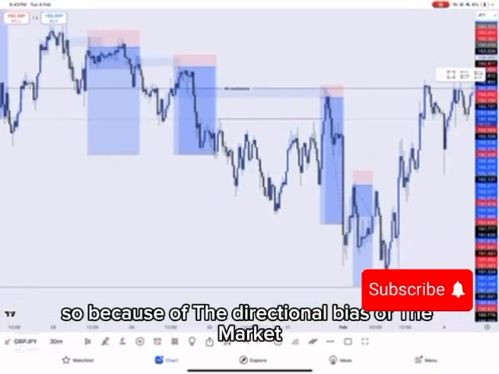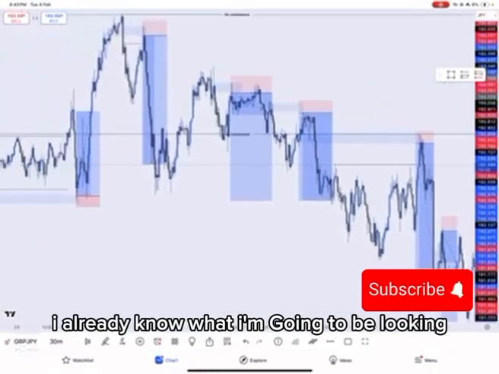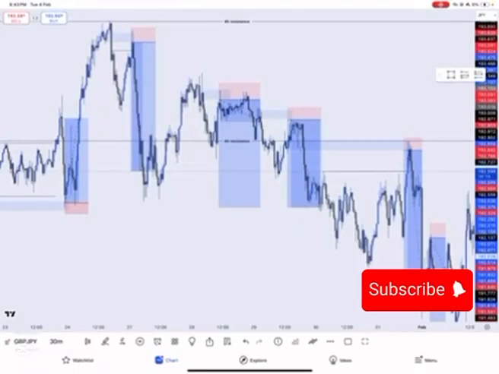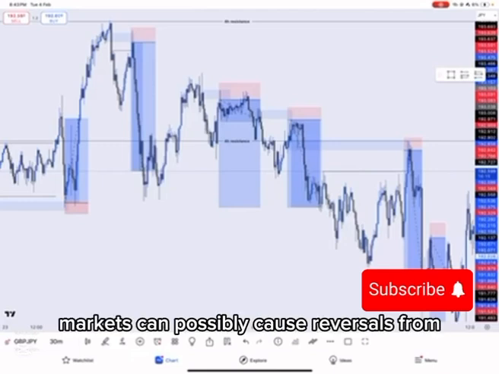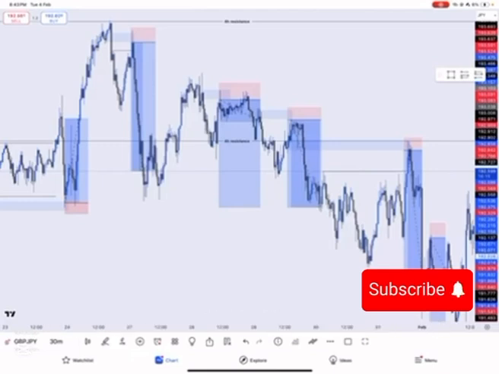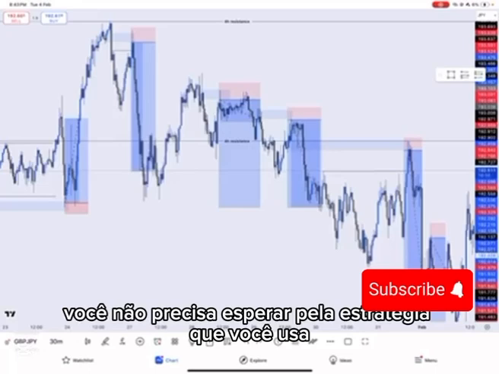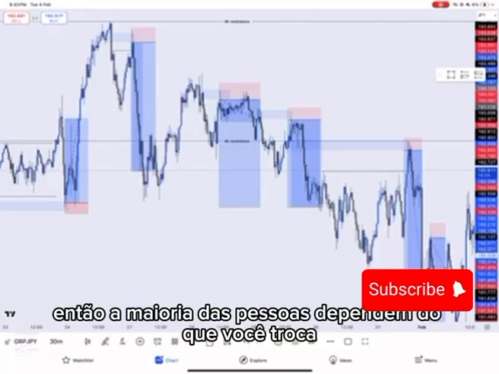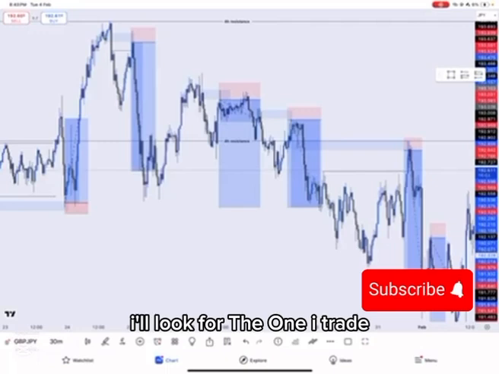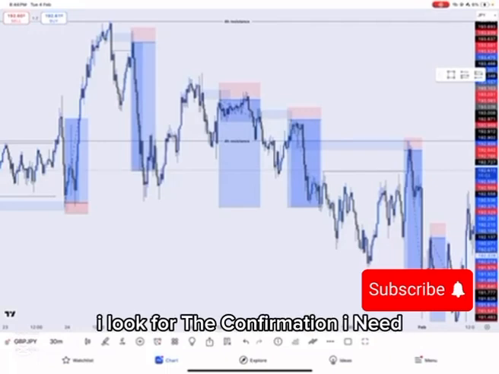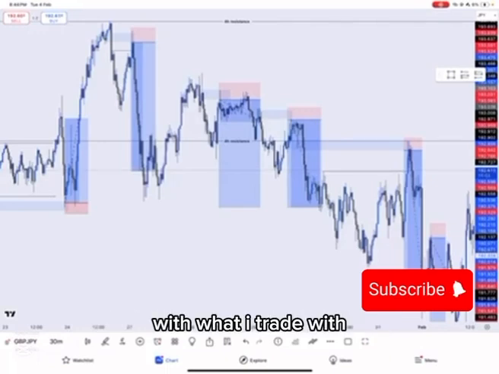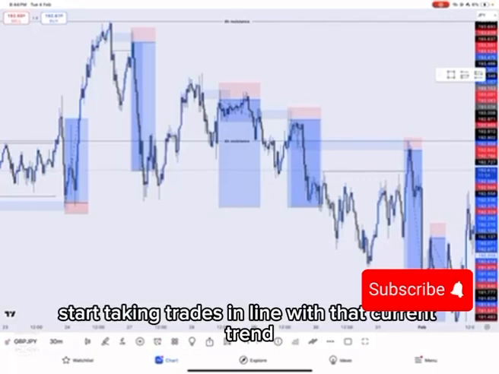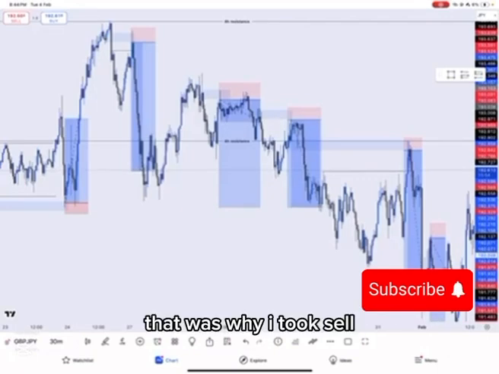So because of the directional bias of the market, I already know what I'm going to be looking out for the rest of the week. On the 4 hours time frame, all you need to mark out are just zones that markets can possibly cause reversals from. But while price is at that zone, you now start waiting for the strategy you use in getting those confirmations. Depending on what you trade, I'll look for the one I trade. If price comes to those zones, I look for the confirmation I need with what I trade with. So once it's confirmed, I can now start taking trades in line with that current trend. That was why I took sell.